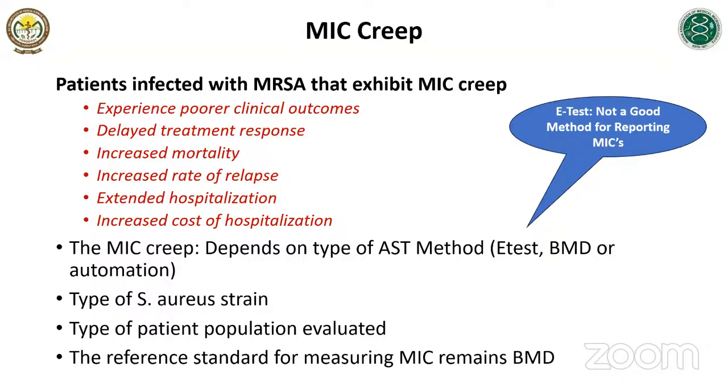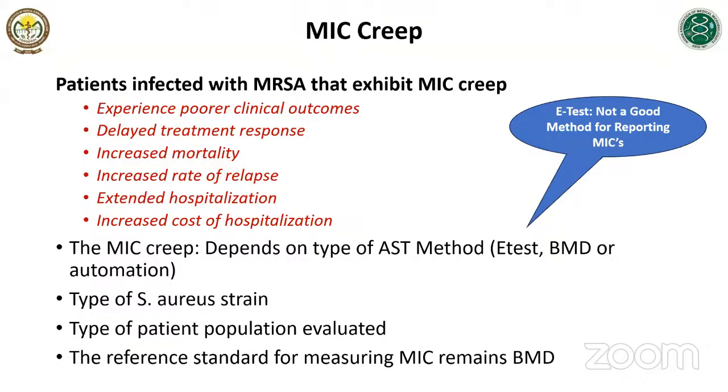So as you saw in that table, point number 15, the patients who have taken prolonged vancomycin therapy are likely to get a MIC creep, and the MIC creep will depend on the type of the AST method. What actually happens during MIC creep is that because of the constant exposure to the antibiotic, the cell wall starts thickening. That is the reason for the development of the hVISA and the VISA isolates. It also depends on the type of Staph aureus strain, the type of patient and the population evaluated, and of course on the type of AST method used.